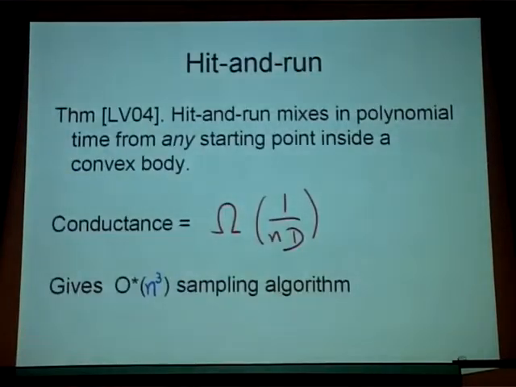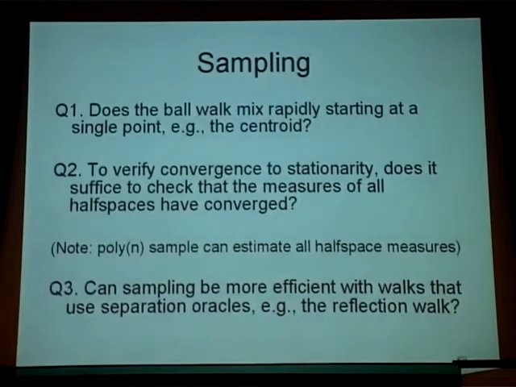And in fact, you can prove not only that this walk mixes in polynomial time no matter where you start. Start anywhere, as deep as you like in a corner, and you mix in polynomial time. The conductance, as we defined it, is 1 over n times the diameter for any subset. And this gives an n-cube sampling algorithm. The star hides log factors and factors depending on epsilon.